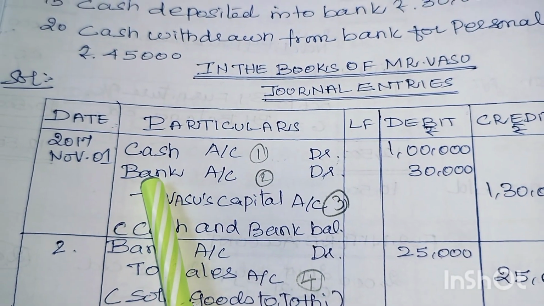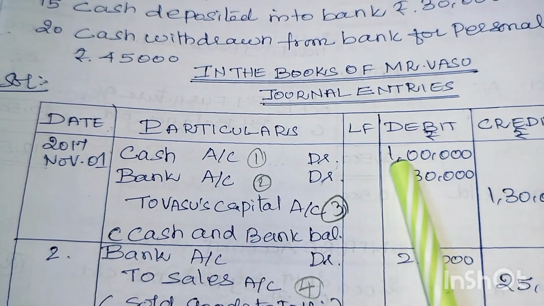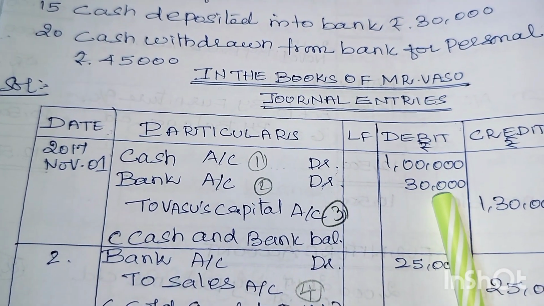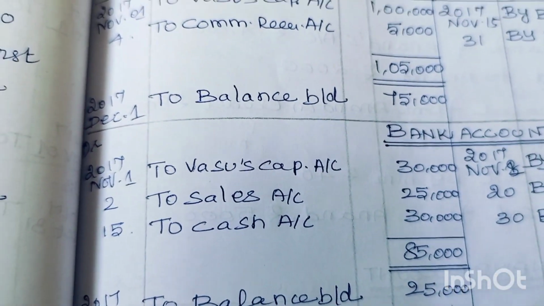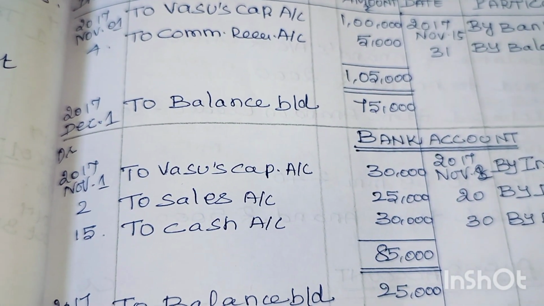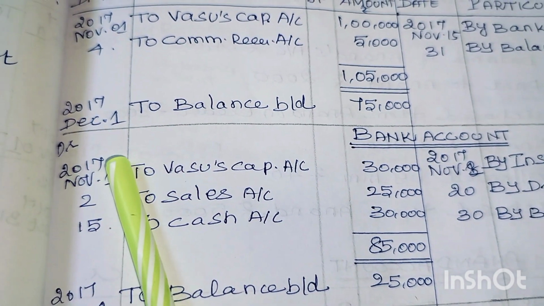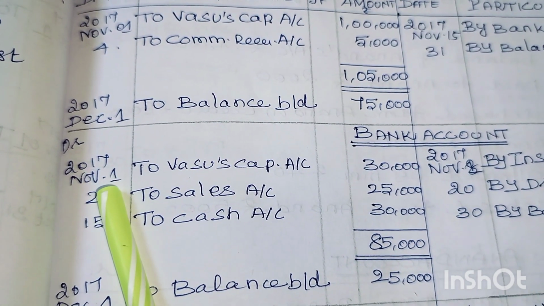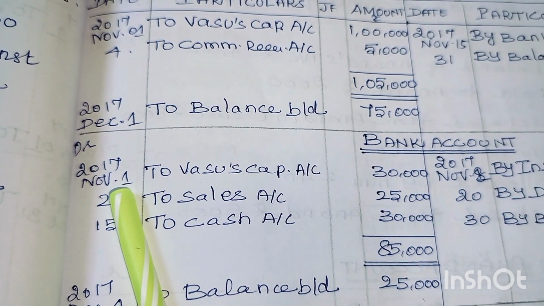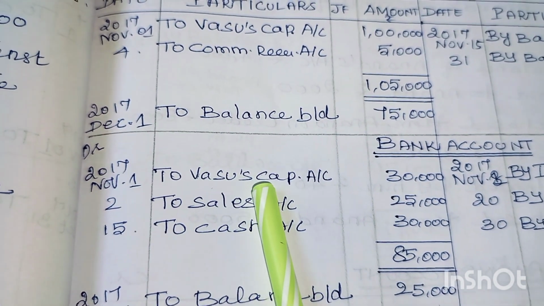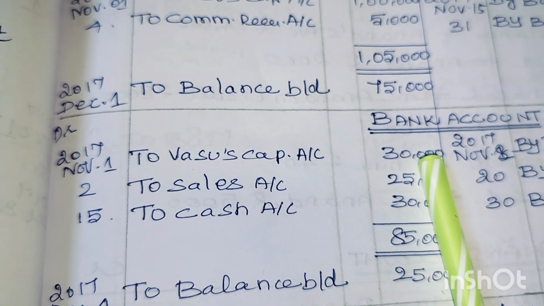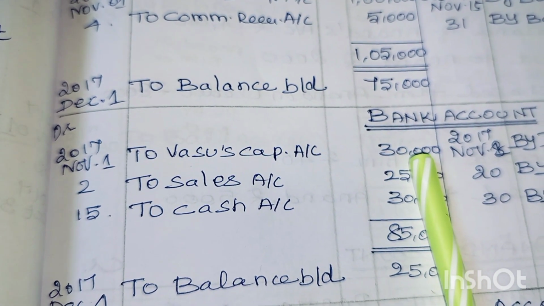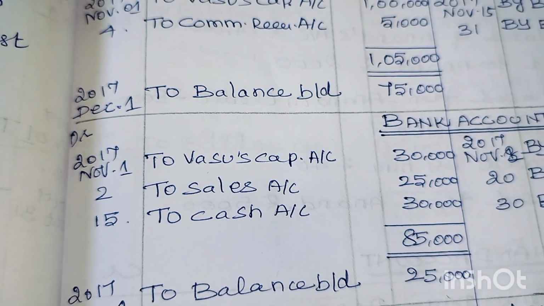Listen carefully. The bank account has how many rupees? 30,000 rupees only. So what do we do? We go to the debit side on the bank account, dated 2017 November 1. What is the opposite account from the bank account? Vasu's capital account. We enter how many rupees? Bank account has 30,000 rupees. We enter it on the ledger.